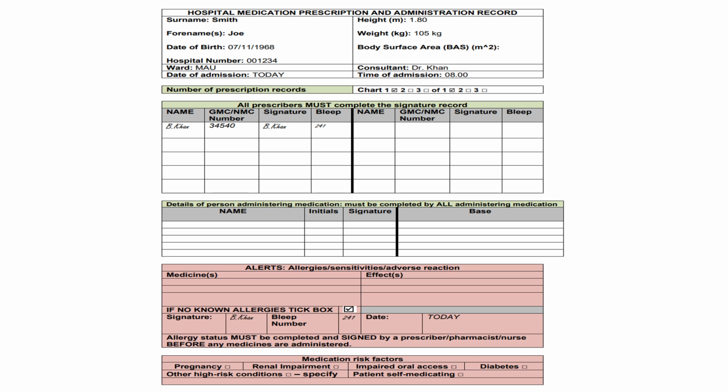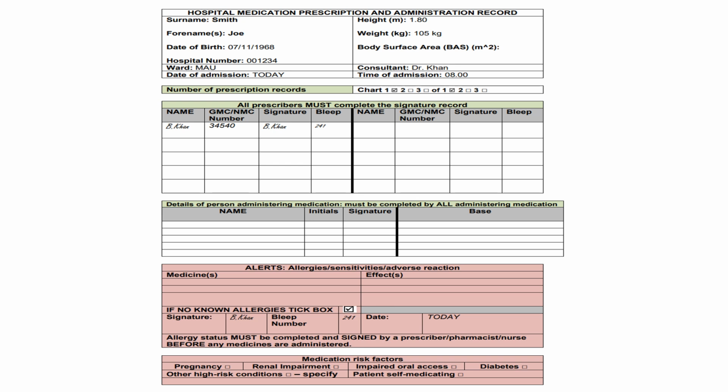Height of the patient is 1.80, weight is 105 kg, body surface area in meter square is not given but it will be given in the examination. Consultant name is Dr. Khan. Time of admission is 8 a.m. Then name of the prescriber B Khan, GMC NMC number 34540, signature is present, bleep number is present. Then the detail of the person who is administering, we have to put our name here. I am going to put my name, initial and signature, and base is MAU.